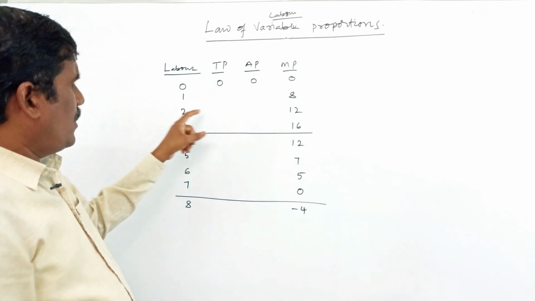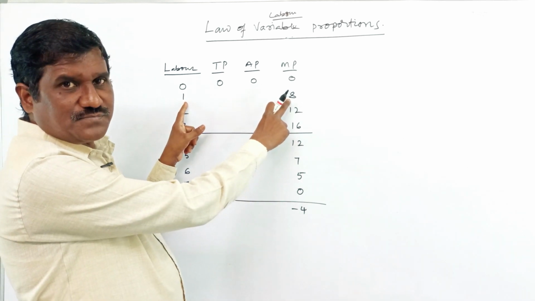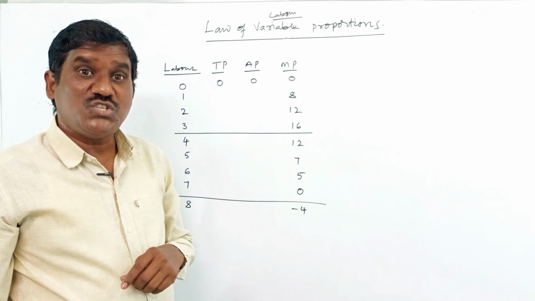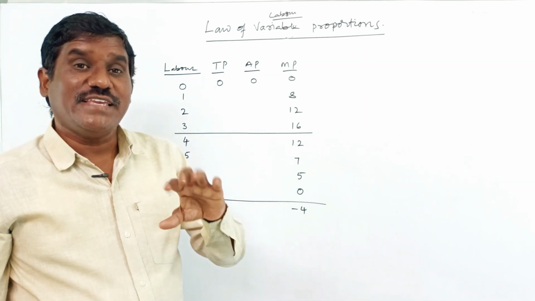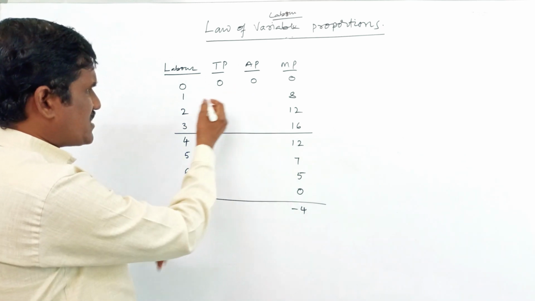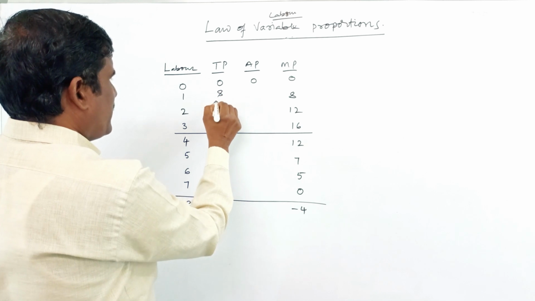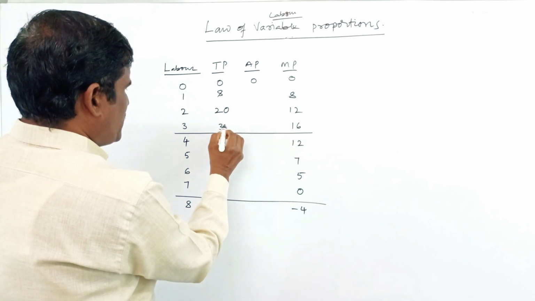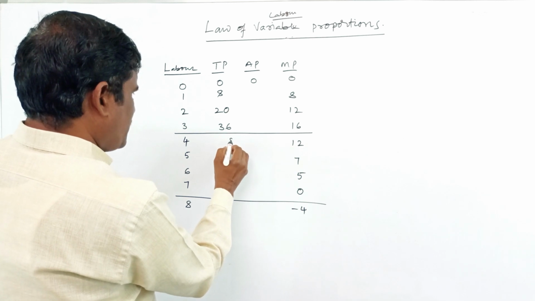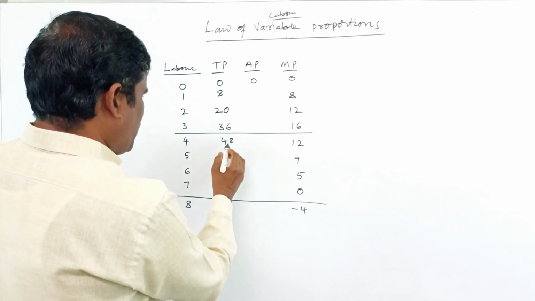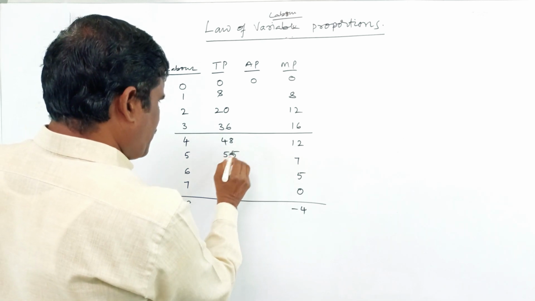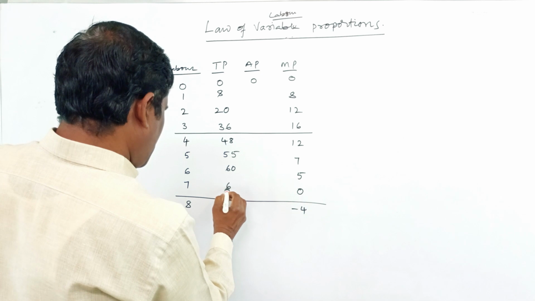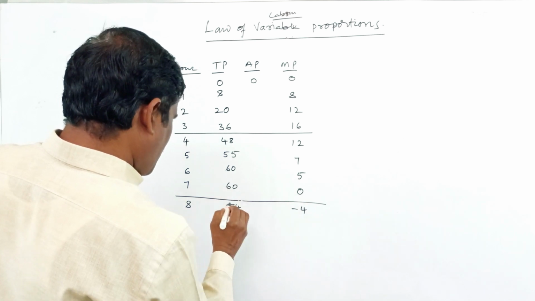Why, sir? The first labor produced 8 goods personally, the second produced 12, and the third 16. At the initial stage, the first stage, the production increases. Try to understand. See here, total production is 8. 8 plus 12, 20. 20 plus 16, 36. 36 plus 12, 48. 48 plus 7, 55. 55 plus 5, 60. 60 plus 0, 60. Then minus 4, 56.